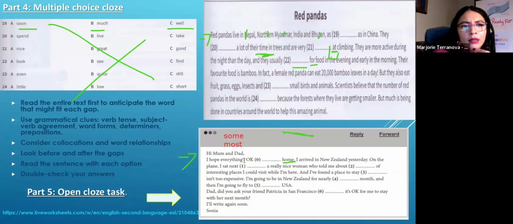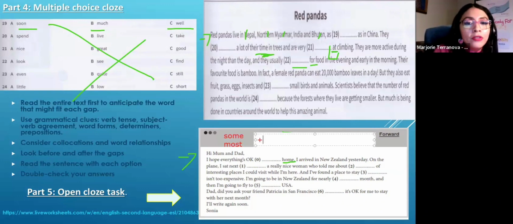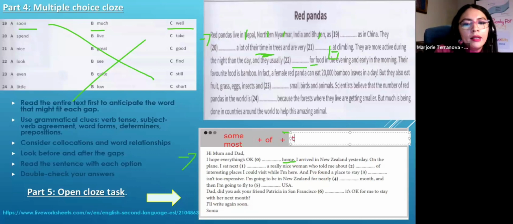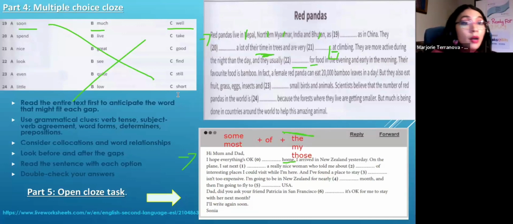Okay, so maybe one of my students says, oh, teacher, probably it is some, or maybe it is most. What is the problem there? At that moment, I can tell them, what happens if you use some and then after that you put of? I go to my whiteboard and tell them, remember, you can use some of, most of, but if you use of, you obligatorily need to use a determiner. And what is a determiner? Words like the, my, those. So these are called determiners.